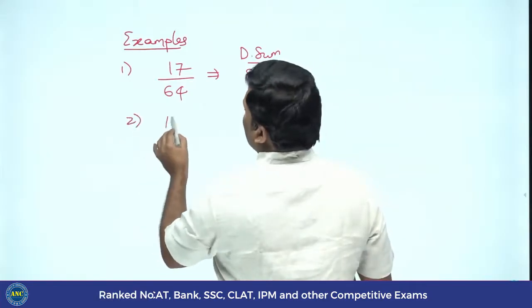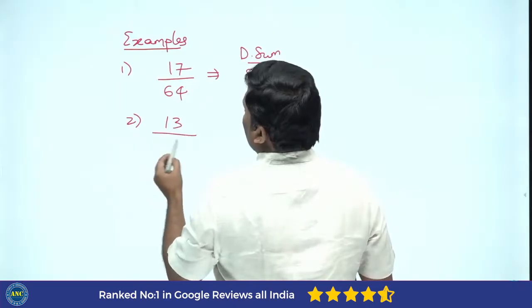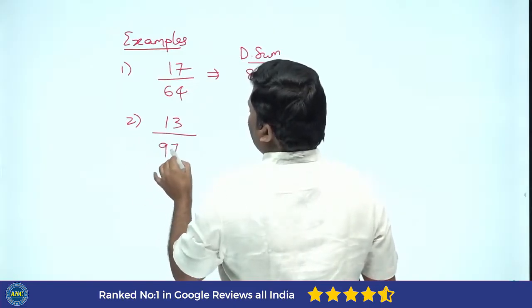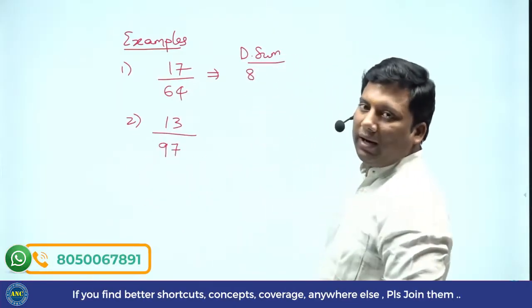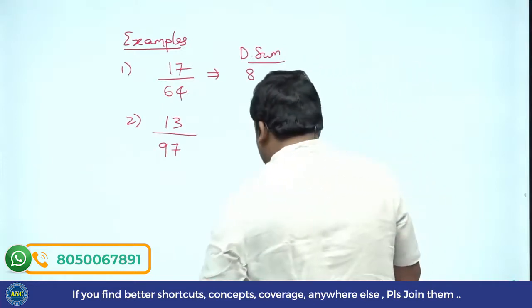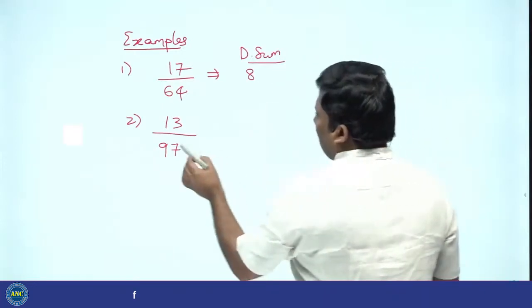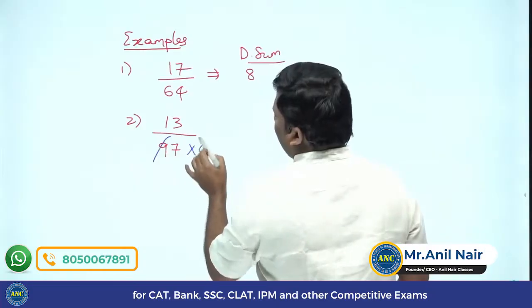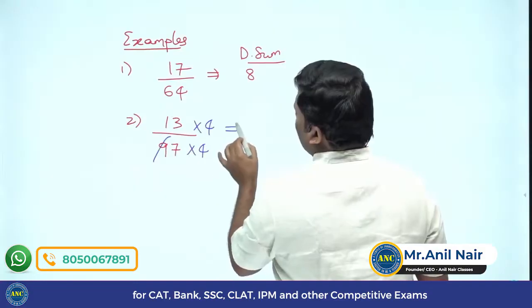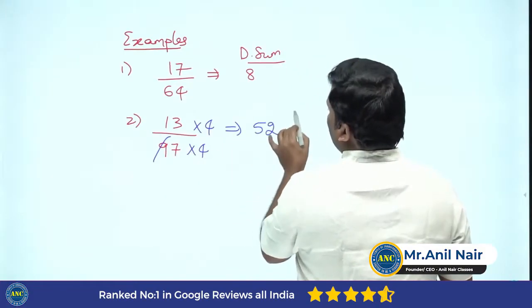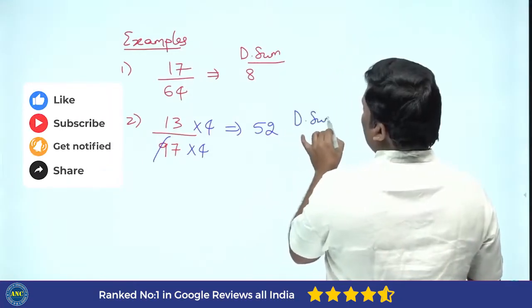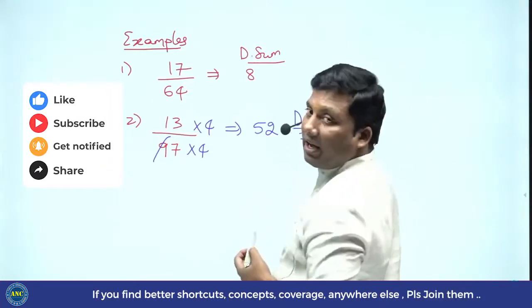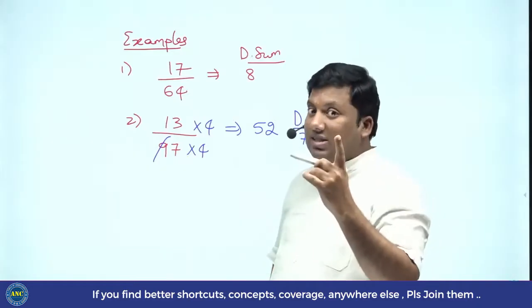Suppose it is 13 by 97. 97 digital sum is 7. Multiply with 4 in numerator and denominator. It is 52. Digital sum is 7. I hope the idea is clear. This is a basic method.